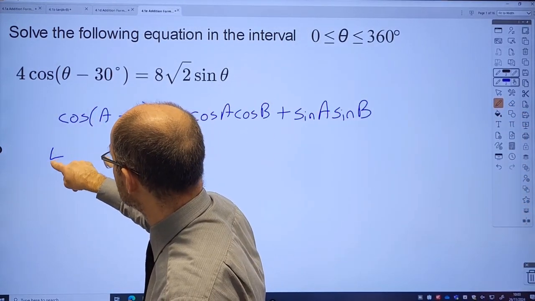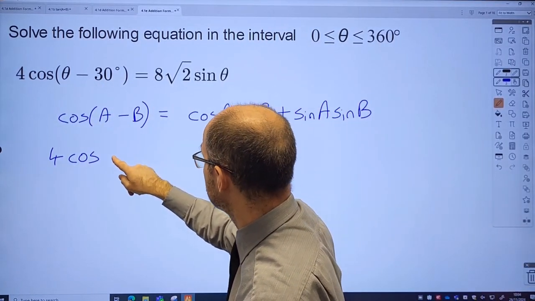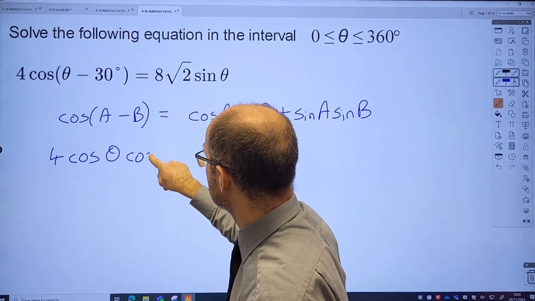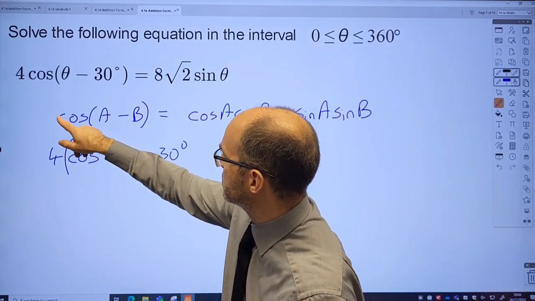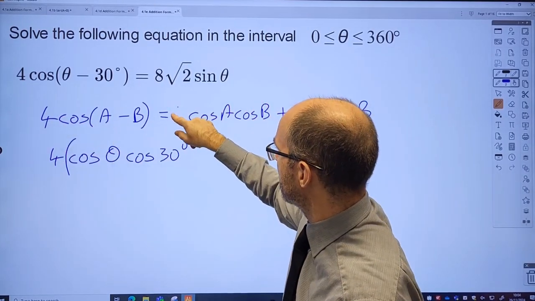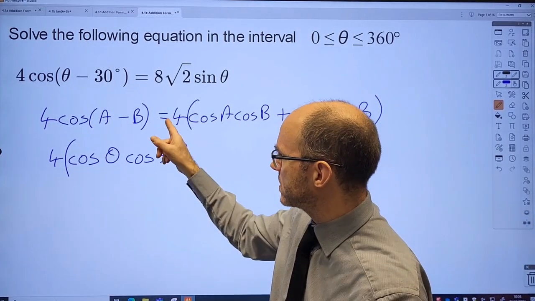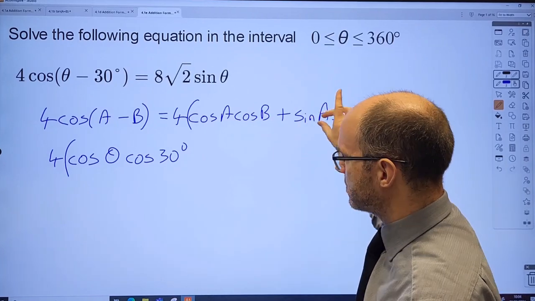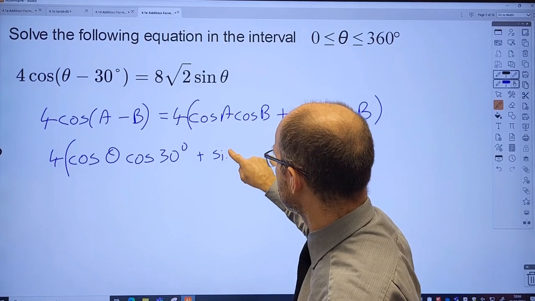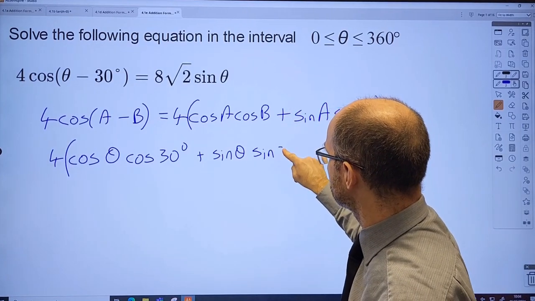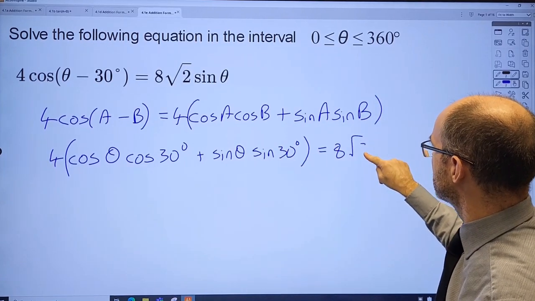So 4 cosine, and theta, so you just replace A with theta, so cosine theta, cosine 30 degrees, and all of this in brackets, don't forget, because if you just multiply that by 4, for example, you have to multiply that by 4 and that by 4. So I'm just going to put that in brackets just to demonstrate that. Don't mess up the 4, because in both terms, you'll lose marks. And then what have I got? So plus sine theta, sine 30 degrees, close the bracket, and that's equal to 8 root 2 sine theta.